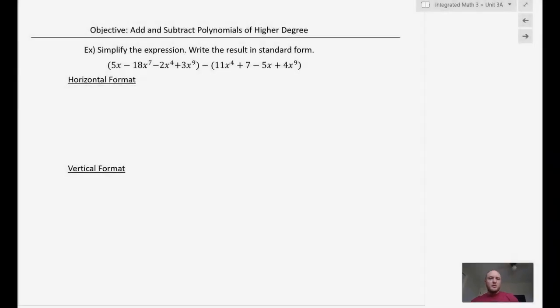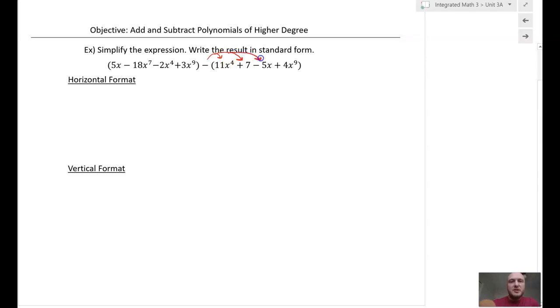All right, so here we have another expression, and we're asked to simplify and then write the result in standard form. What you should notice about this problem that's different than the last problem is that we are subtracting this time. That's going to change our second polynomial because we have to take this negative sign and distribute it to every single term.